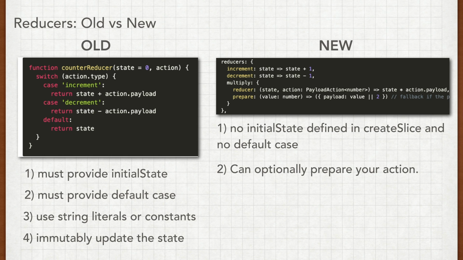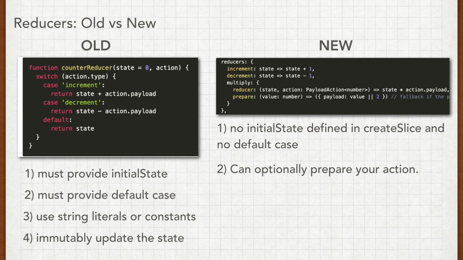As you can see from the above example, the multiply reducer is an object instead of a function, where it has a reducer key and also the prepare key. So the action first goes through the prepare key. It prepares the action, as you can see here. It says payload is either going to be value or 2. And once it prepares the action, it feeds it to the reducer key. And that's like a typical reducer.